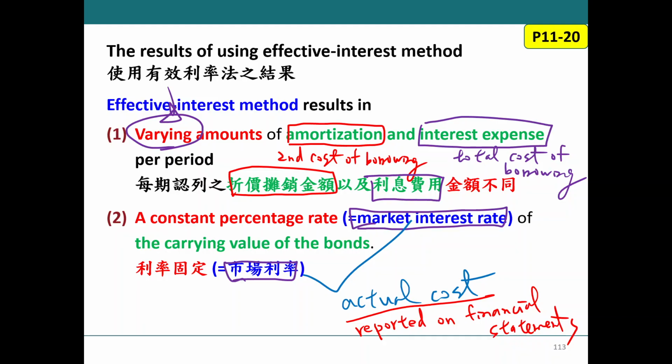Okay, any questions? So you have to understand that every time you find interest expense on financial statements, is it always the contractual interest rate or the market interest rate? When you look at financial statements and find interest expense, it is always the market interest rate, okay?